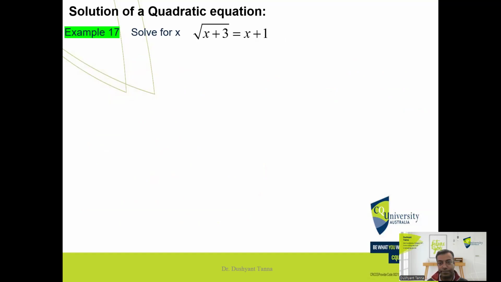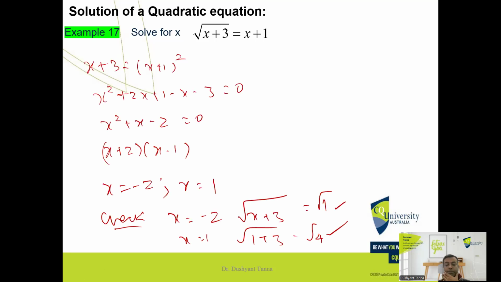Give this one a go. Another simple question, we got a square root. In order to remove the square root, take square: x squared plus 2x plus 1 minus x minus 3, simplifying. So 2x minus x is x, and this minus 2, factorizing, is equal to 0. Two factors, x is equal to minus 2 and 1.